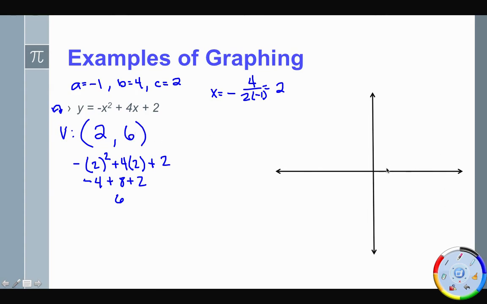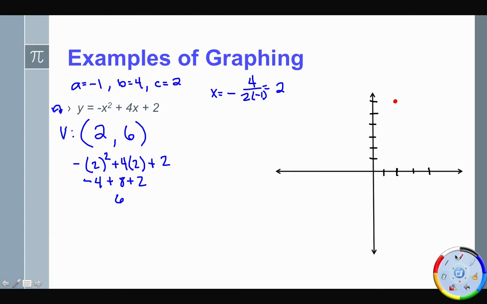So we come over here, and we go ahead and plot our first point anyway. 1, 2, 3, 4, 5, 6. So we're at the point (2, 6). We know it's a downward parabola, so that's okay to be way up here on the top of our graph.